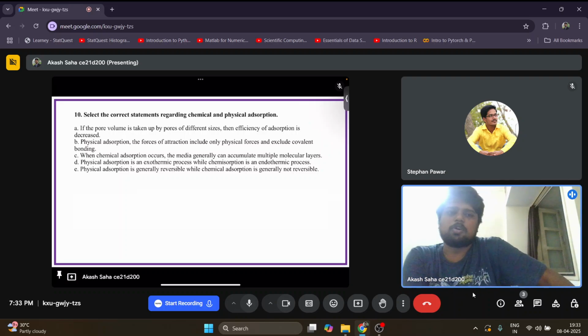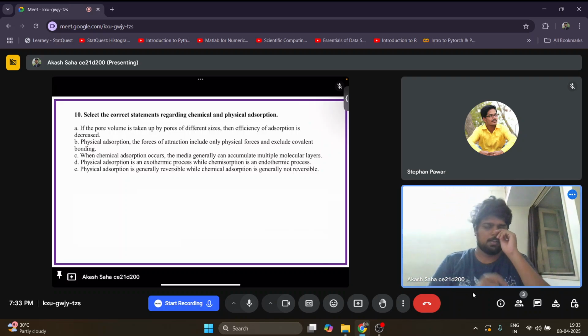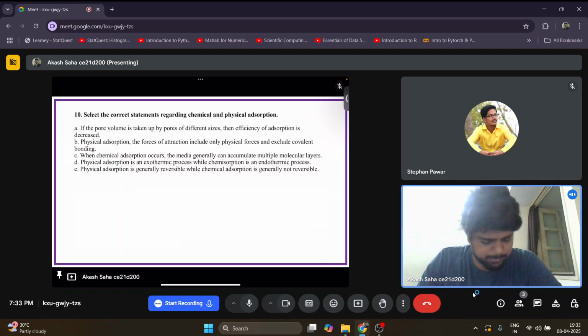Okay, we'll move forward to the 10th problem. After this 10th problem, I think it's better to do some numericals, right? We will solve some numericals and then get back to the MCQs. Let's see the 10th problem first.